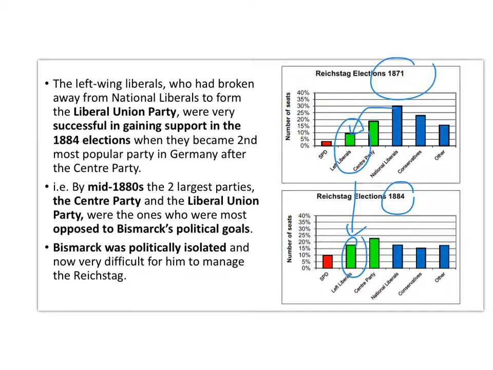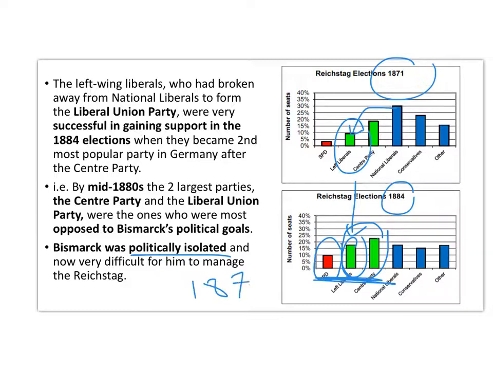So by the mid-1880s, the two largest parties, the Centre Party and the Left Liberals, were a quite significant bloc who could oppose Bismarck. If you look at their votes, the Centre Party have got 23%, and the Left Liberals have got about 18%. 23 plus 18 is 41%. It's nearly half the members of the Reichstag. And then if the SPD are growing, add them in, between them, those three parties are starting to control the Reichstag, and that worried Bismarck. So Bismarck was increasingly politically isolated by 1879.